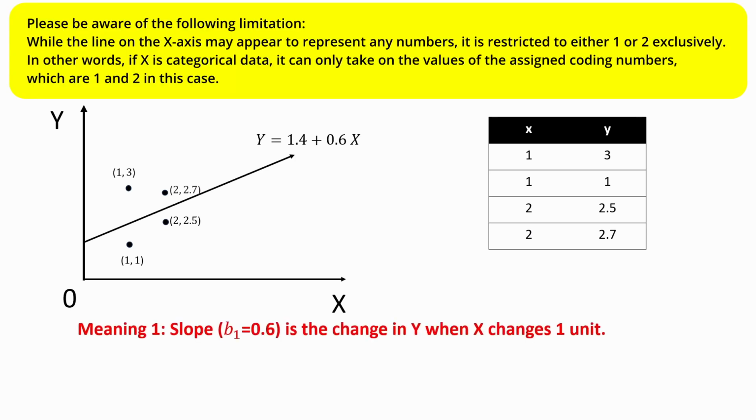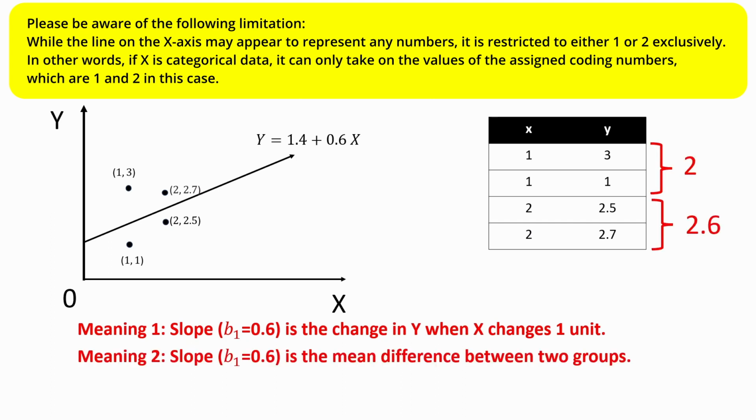Since the slope is 0.6, the meaning is still the same, yes, the change in y when x changes 1 unit. If you calculate the means, 2 and 2.6, again, the second meaning is still true, that the slope is the mean difference between these two groups. So even if you change from dummy coding to this non-dummy coding, 1 and 2 coding, it's still the meaning. These two meanings can still carry on.